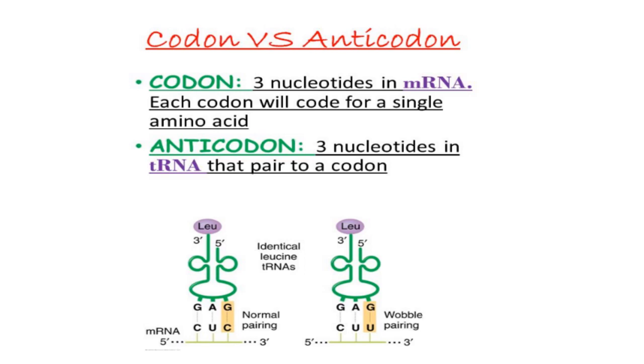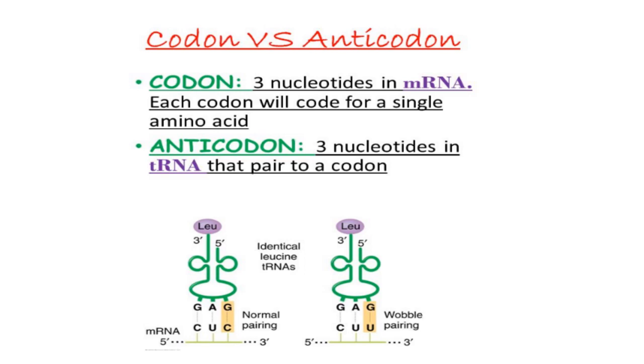So the codon is 3 nucleotides in the mRNA. Each codon will code for a single amino acid. So look at the bottom. You see the mRNA strand with the CUC, cytosine, uracil, and cytosine. That's 3 nucleotides. That's the codon.